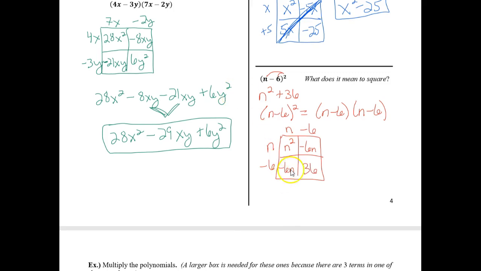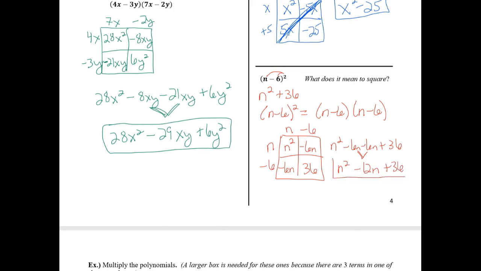Notice that these two middle terms are not going to drop out. This is not 0. Negative 6 plus negative 6 is not 0. I'm going to write it out here. But I have n squared minus 6n plus 36. Negative 6 plus a negative 6 is negative 12n plus 36.